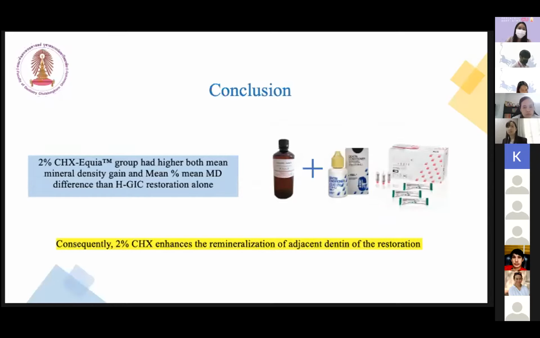Conclusion: the 2% chlorhexidine HGIC group had both higher mean mineral density gain and higher mean MD difference than HGIC restoration alone. Consequently, 2% chlorhexidine enhanced the remineralization of dentin adjacent to the restoration.